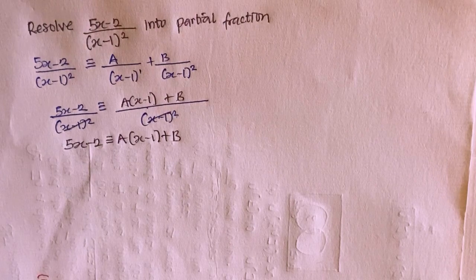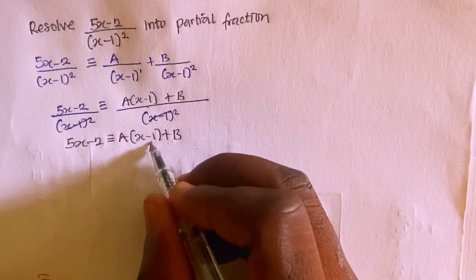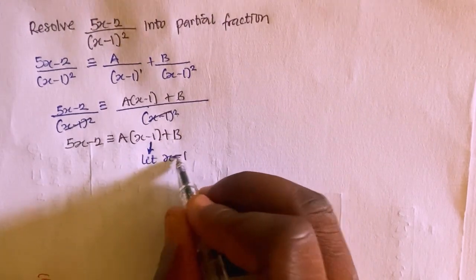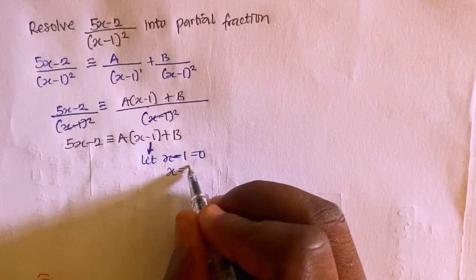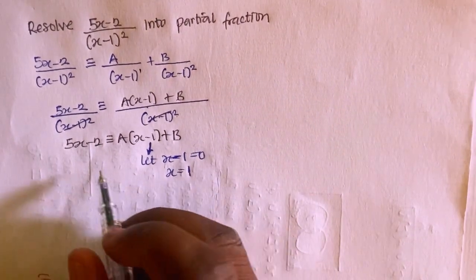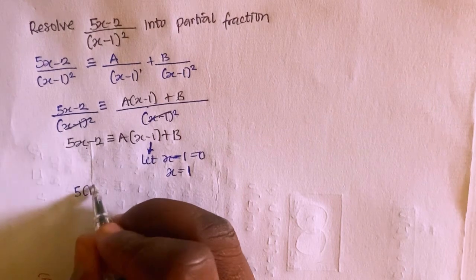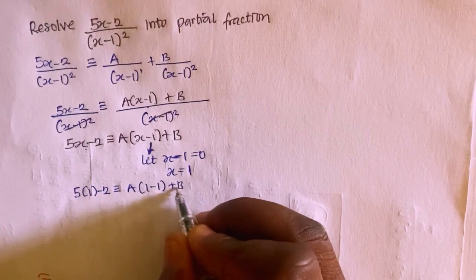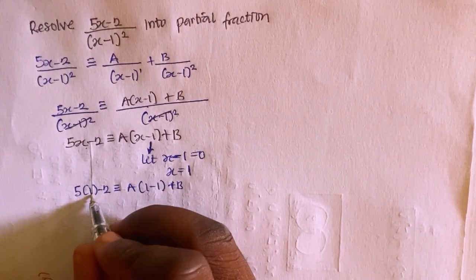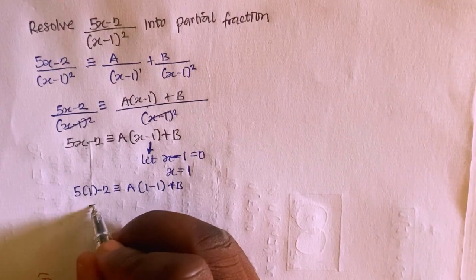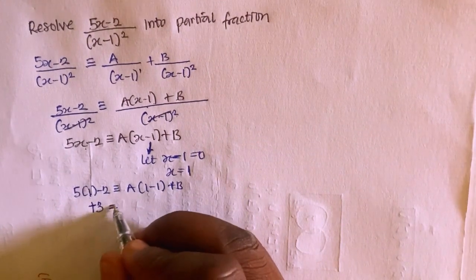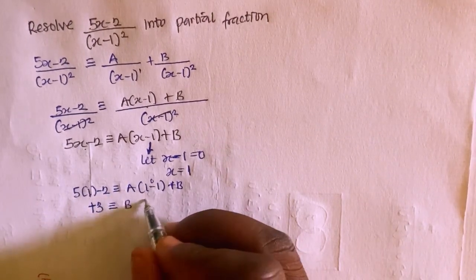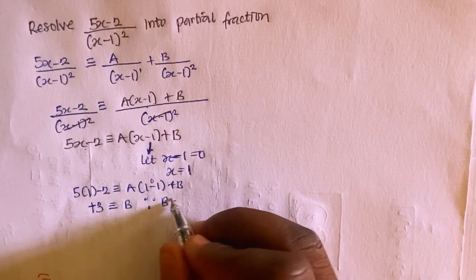Now I can go ahead and use the trial and error method, and say let x equals 1. Sorry, x - 1 equals 0, therefore my x equals 1. Then I'm going to put it here. I'm going to have 5(1) - 2, which is equivalent to A(1 - 1) plus B. So 5 multiplied by 1 is 5, then minus 2 gives me 3, which is equivalent to 0, since 1 - 1 is 0, 0 multiplied by this is 0, plus B. Therefore my B is equal to 3.